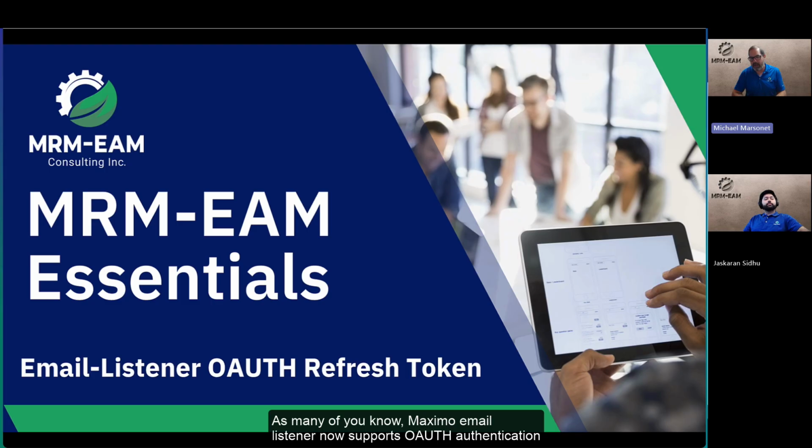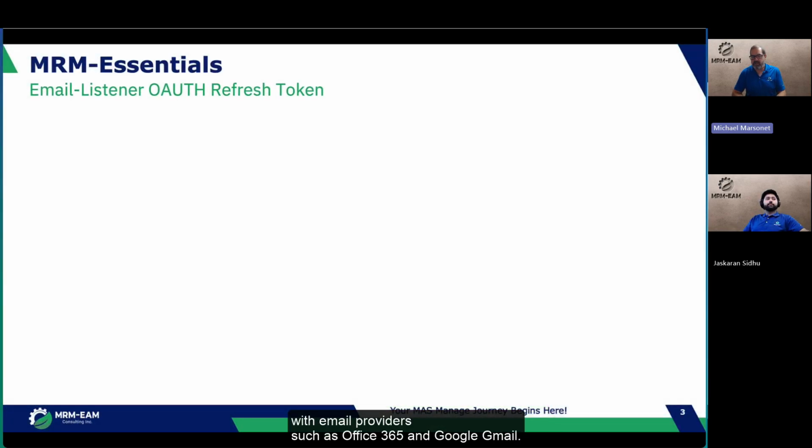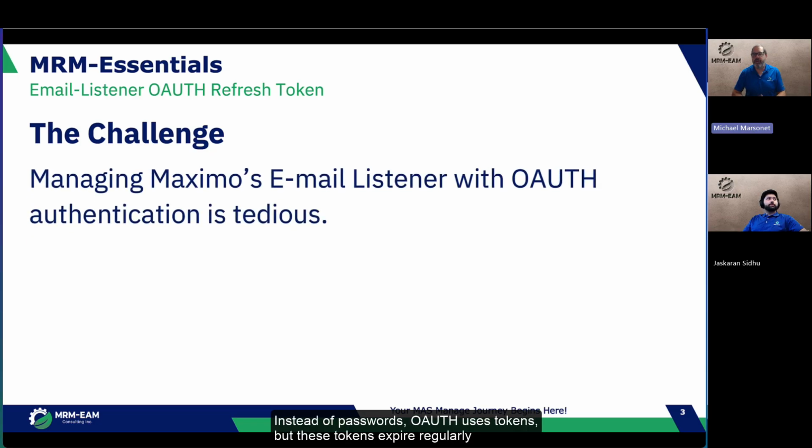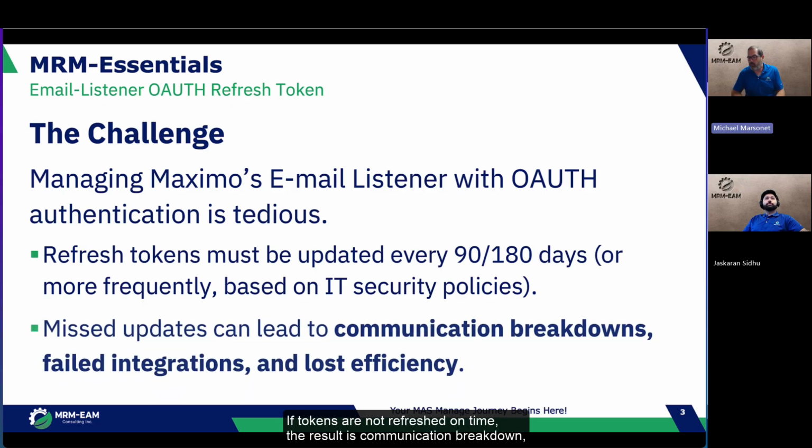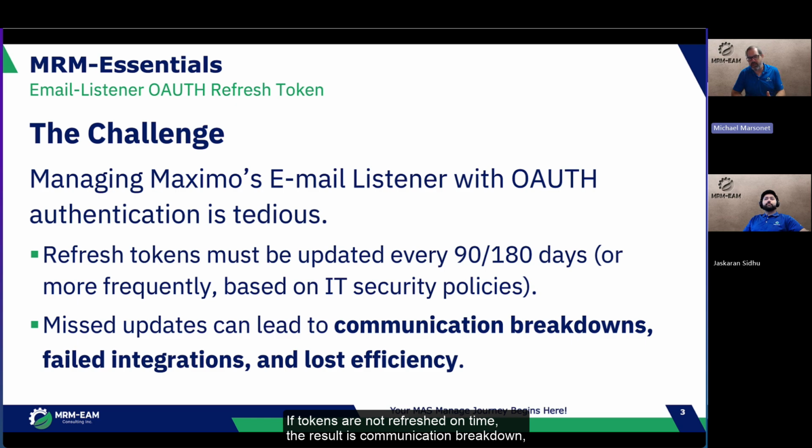As many of you know, Maximal's email listener now supports OAuth authentication with email providers such as Office 365 and Google Gmail. Instead of passwords, OAuth uses tokens, but these tokens expire regularly, often 90 days, 180 days, or depending on your corporate IT policies. If tokens are not refreshed on time, the result is communication breakdown, failed integrations, loss of efficiency, and potential penalties from third parties relying on uninterrupted services.